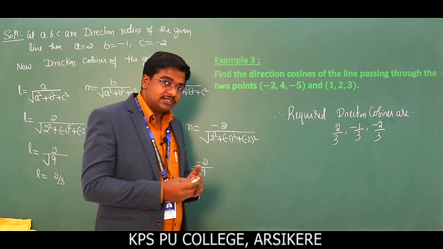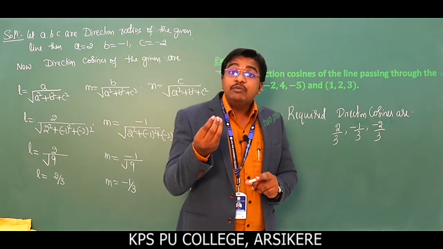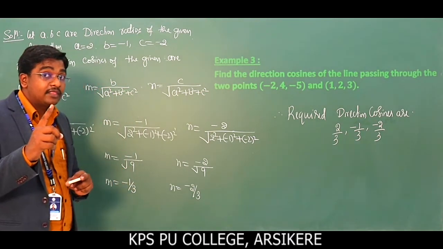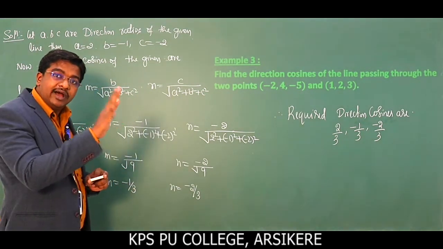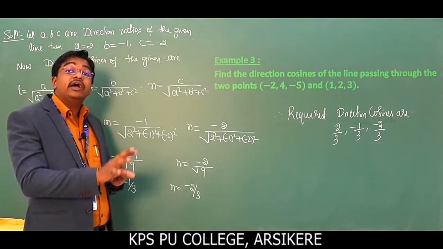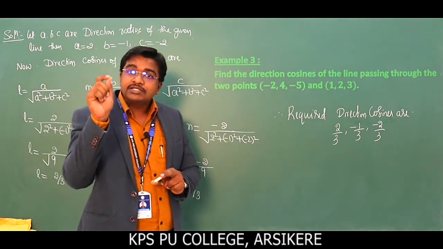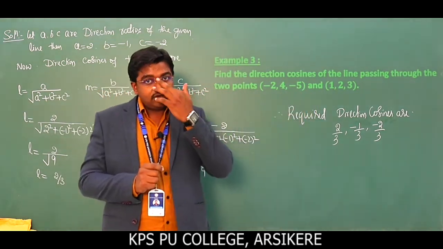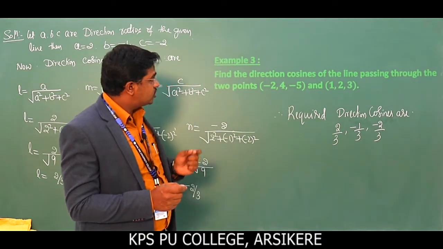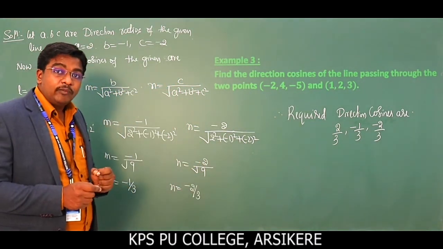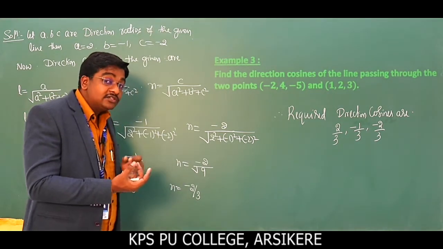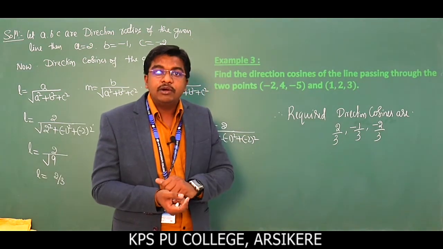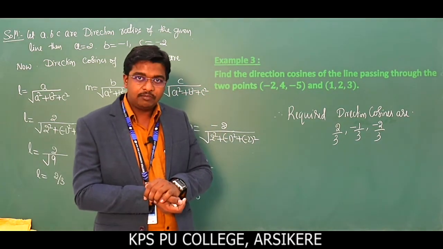So in the last class we have discussed the direction cosines of a line passing through 2 points, x1, y1, z1 and x2, y2, z2. What is the formula? Remember, we take the first point as P and the second point as Q. So what are the corresponding direction cosines here? x2 minus x1 divided by PQ, where PQ is nothing but the distance between the 2 points. Here the distance between the given points -2, 4, -5 and 1, 2, 3, I will take as PQ. So the corresponding direction cosines are x2 minus x1 divided by PQ, y2 minus y1 divided by PQ and z2 minus z1 divided by PQ. So we'll discuss here.